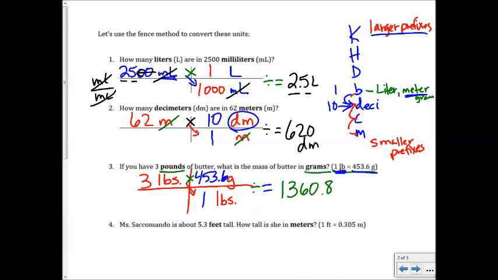1360.8, right? Now, this is where it gets tricky with the English to metric. You have to round your answer to the number of sig figs in your original measurement. How many sig figs did our original measurement have here? 3 pounds is 1 digit. So how many digits do we get to have at the end here? 1 significant digit.